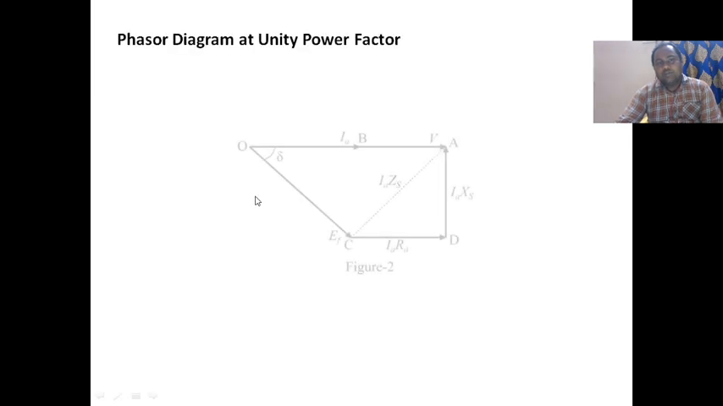At unity power factor, take EF as a reference. Here the voltage V and IA are both in the same direction. The IA RA drop is in the same direction as IA, and IA XS is 90 degrees from the resistive drop. So the voltage V is the vector sum of EF plus IA RA plus IA XS. This is for unity power factor.